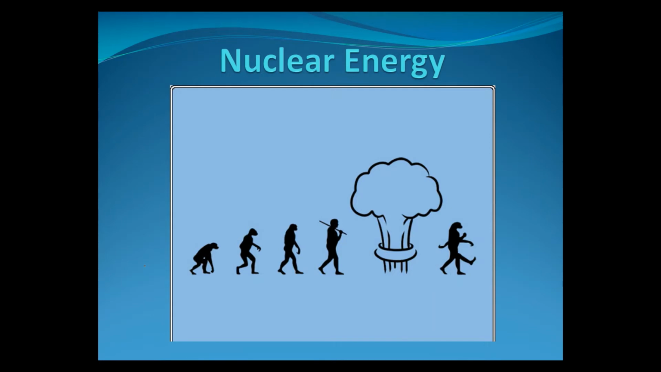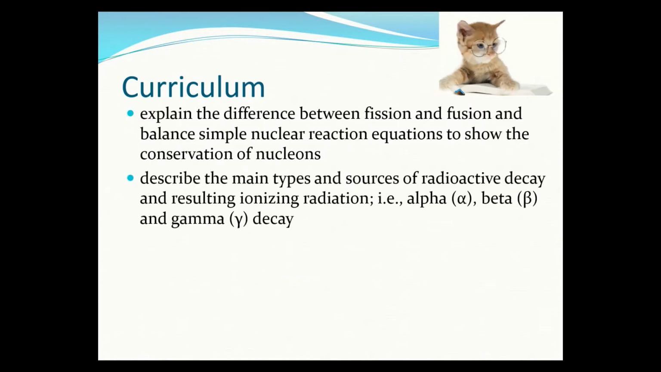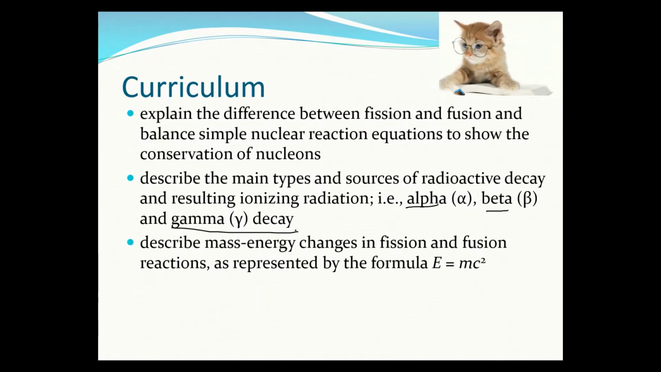Okay, so this is our lesson on nuclear energy. We're going to break it into 2 parts. This is the first part, and then I'll do the next part in the next lesson. So lots of curriculum stuff here. Explain the difference between fission and fusion, and balance a simple nuclear equation to show conservation of nucleons. Describe the main sources of radioactive decay. So you need to know about alpha, beta, and gamma.